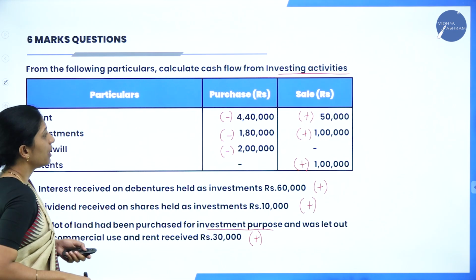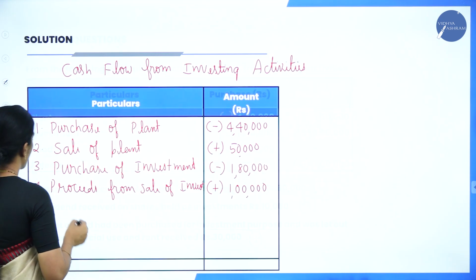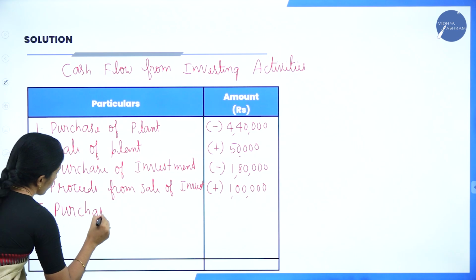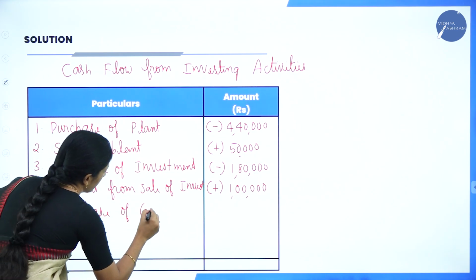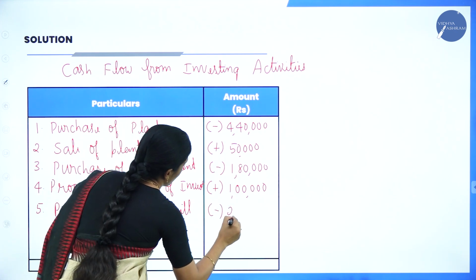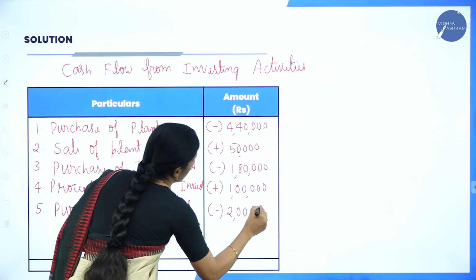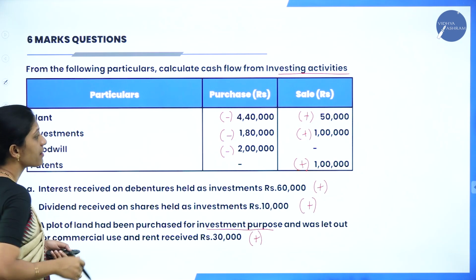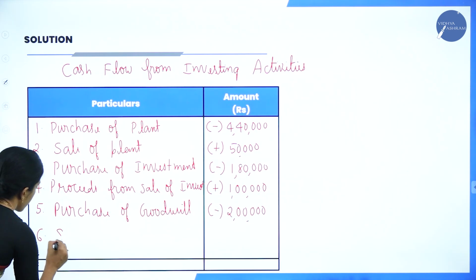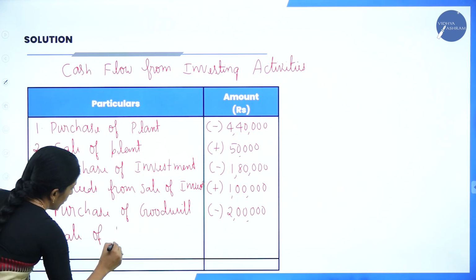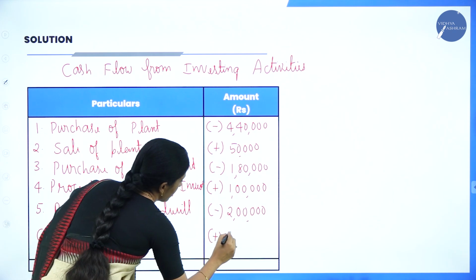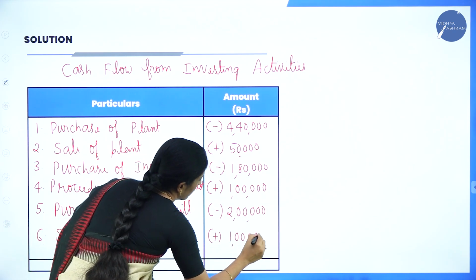Next we have purchase of goodwill, that is minus 2 lakh. Next, sale of patents, plus 1 lakh.